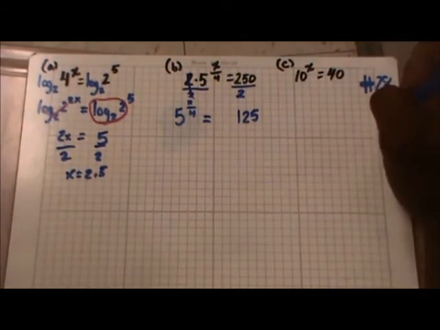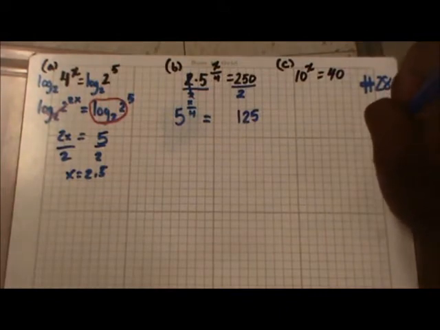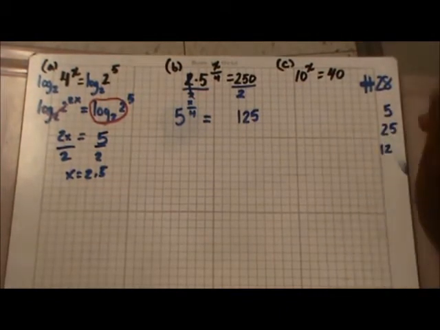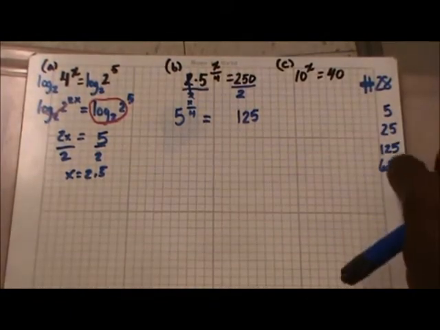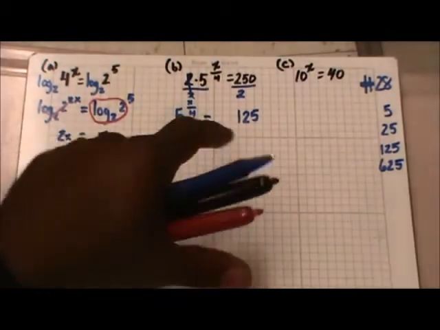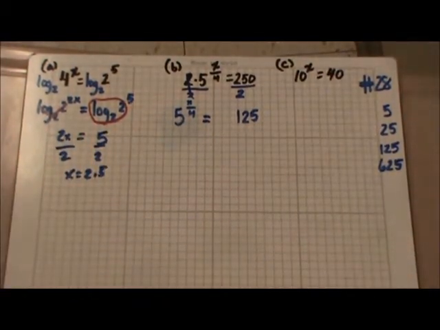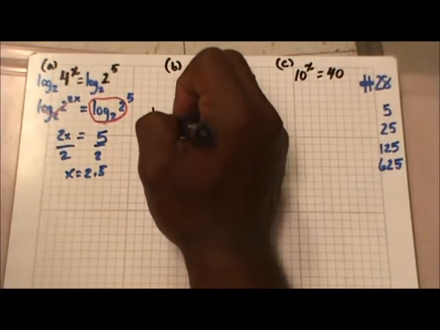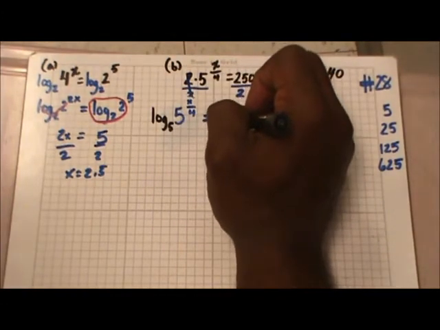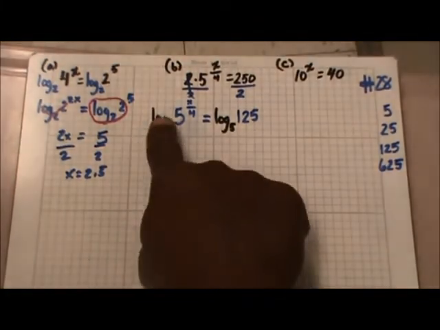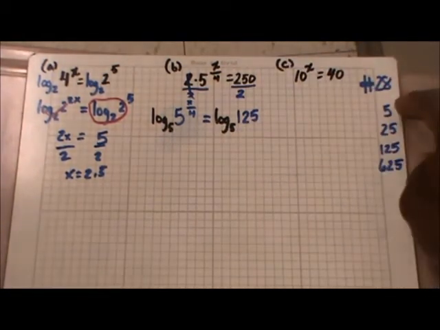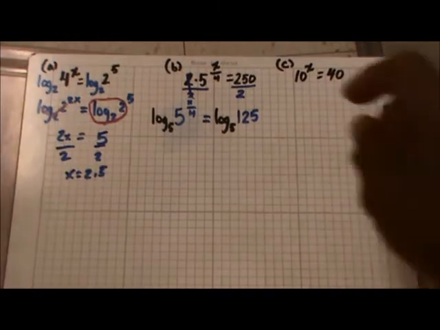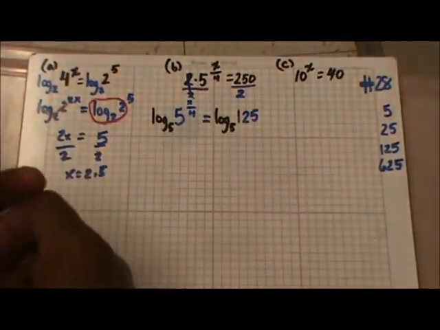5 to the first, 5 to the second, 5 cubed, 5 to the fourth. Those would be our base 5 numbers. In this case, 5 and 125 are there. So let's keep going. We log base 5 both sides. I have log base 5 on this side, but I want to change 125 to 5 to the something power: 1, 2, 3.